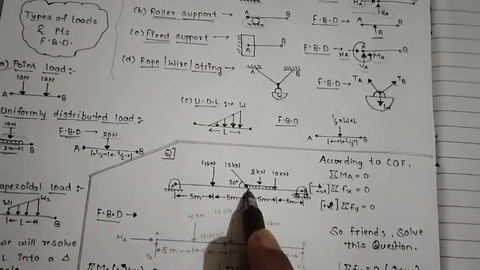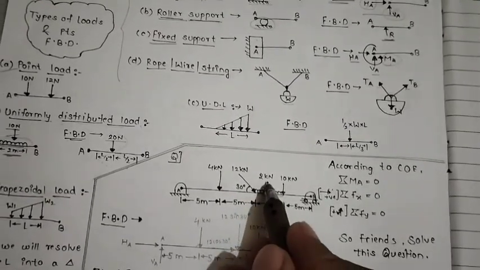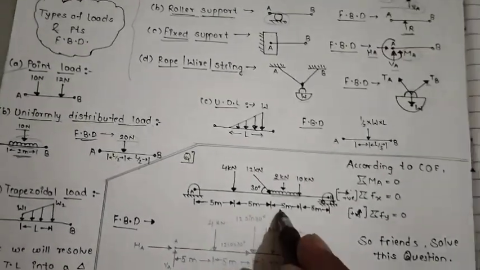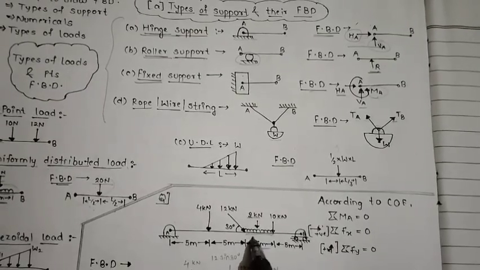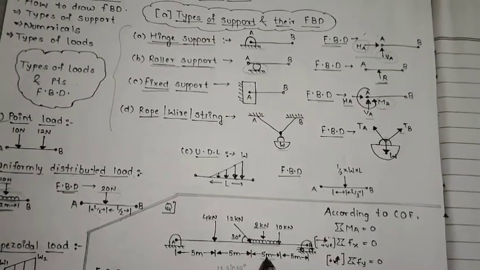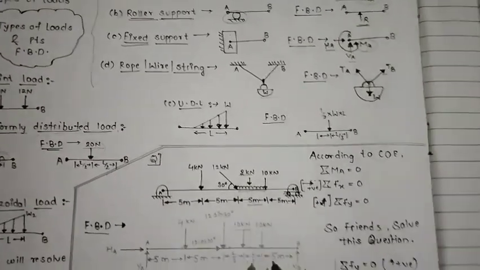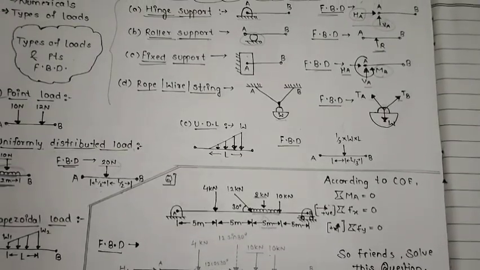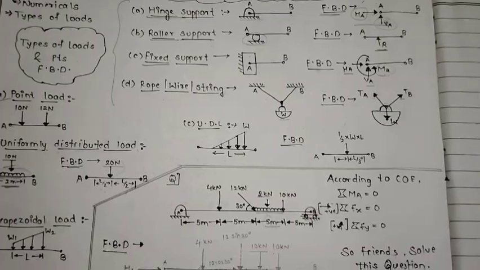And you can see here we have a uniformly distributed load whose intensity is 2 kilonewton per meter over a distance of 5 meter. As I have told you, to draw the FBD of a uniformly distributed load, you simply multiply these, so it will give us 10. To show the point, we divide the length by 2, L by 2, that will give 2.5. So you can see the other diagram.